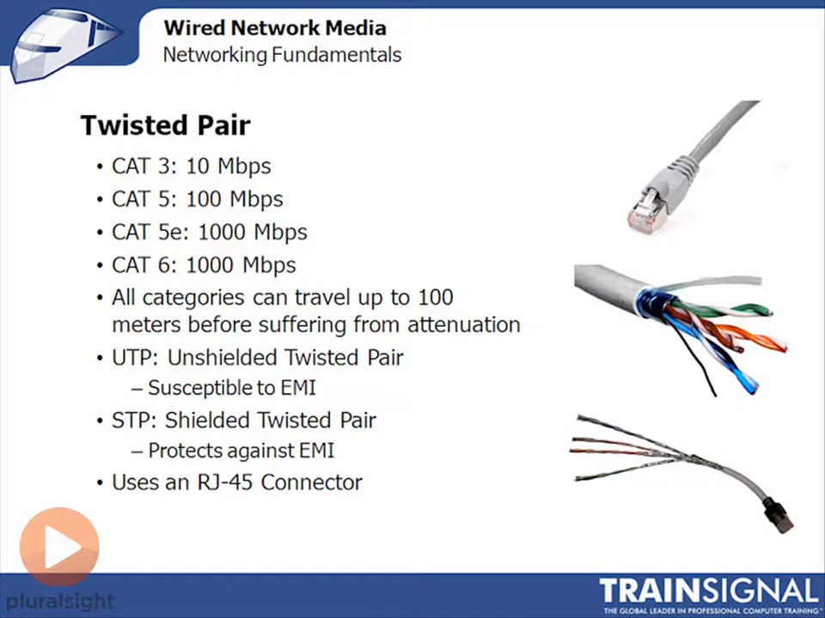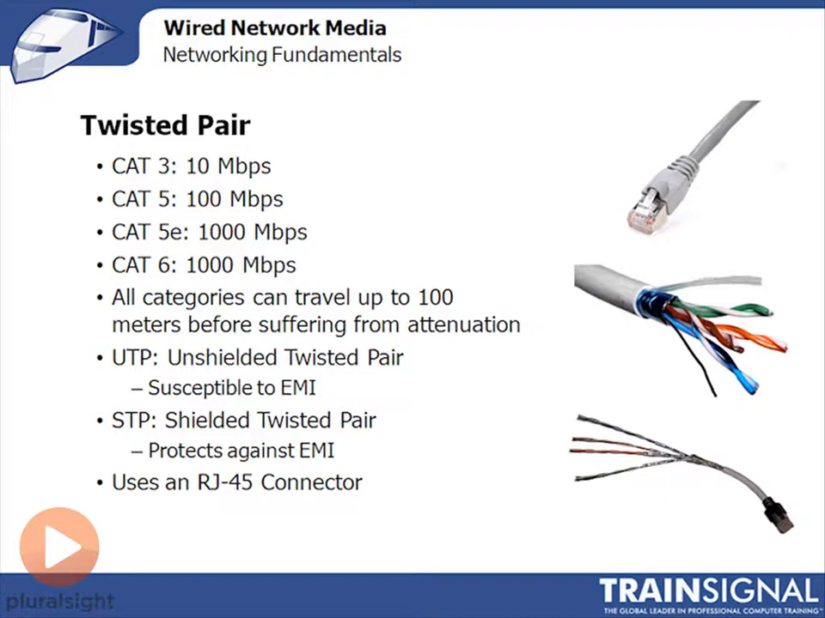As we got into the later 90s, we moved up to Cat5 cable, where we now could communicate at 100 megabits per second. And we've more recently moved into Cat5e and then Cat6, which gives us 1,000 megabits per second, or what some people refer to as gigabit transmission.